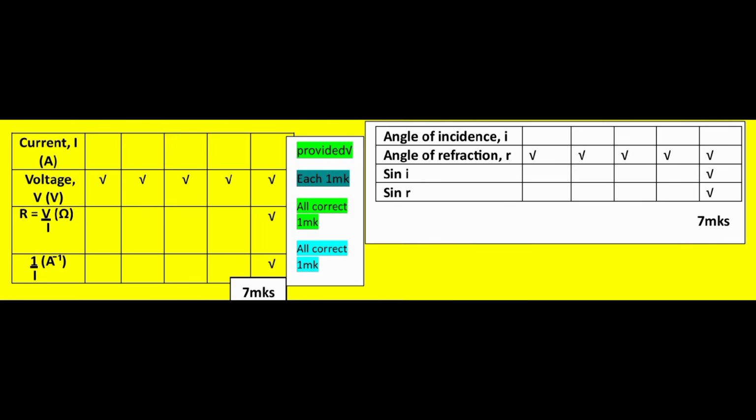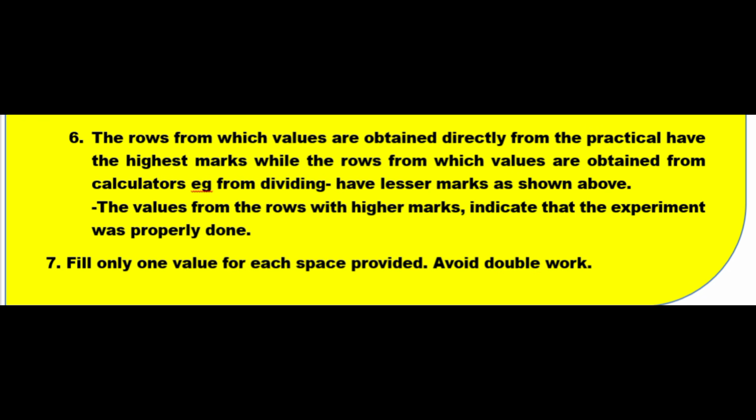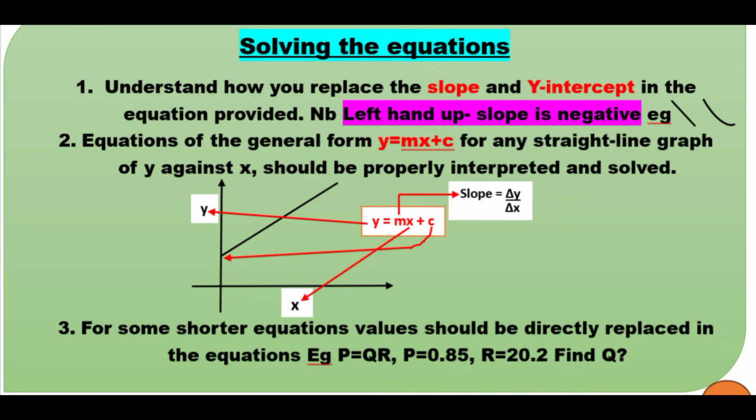So we go to number 7. When you're filling the table, you should only fill 1 value. Sometimes you may do an experiment 2 times. For example, you're oscillating a pendulum: in trial 1 you get a value, in trial 2 you get another value. You should only decide on 1 value to fill. You should not fill 2 values because it will be double work, which would be trial and error. That means you should only fill 1 value, the most appropriate value of the experiment. So that is the third part.